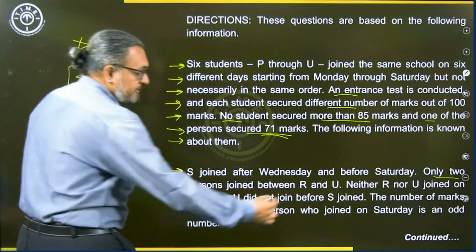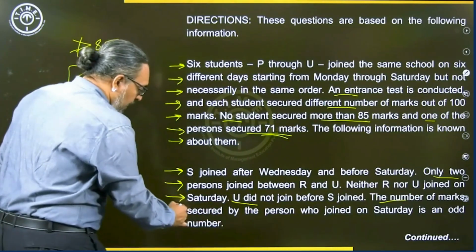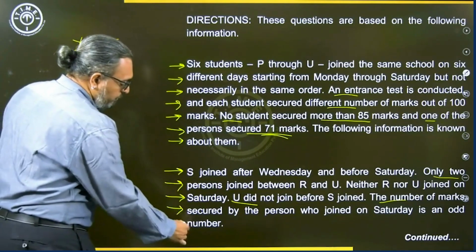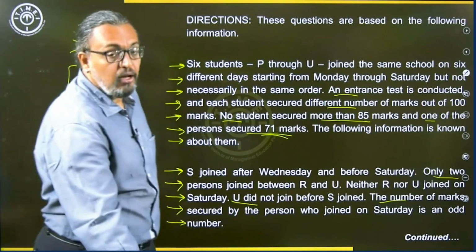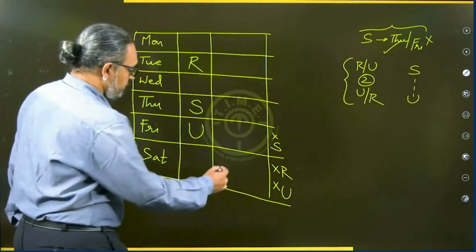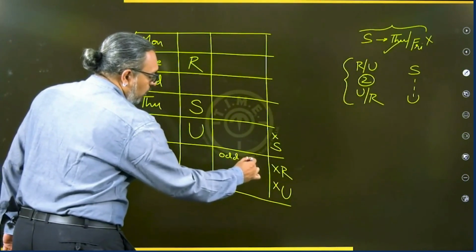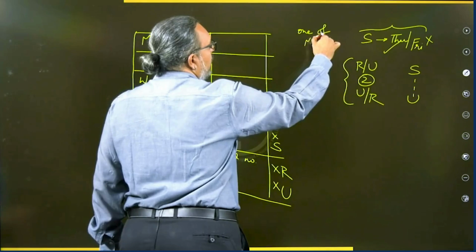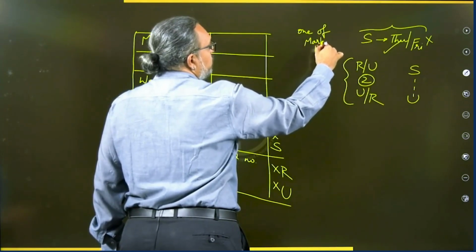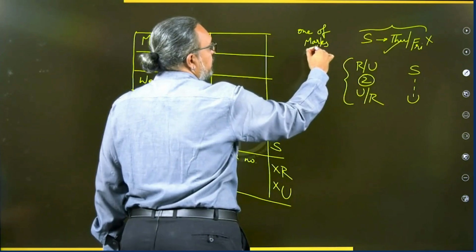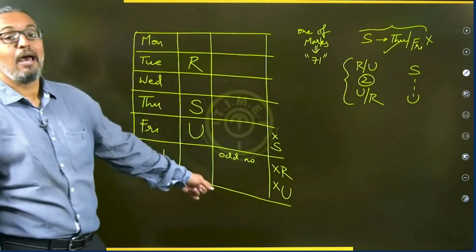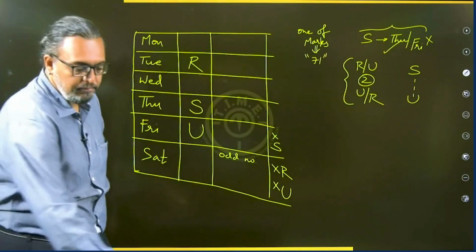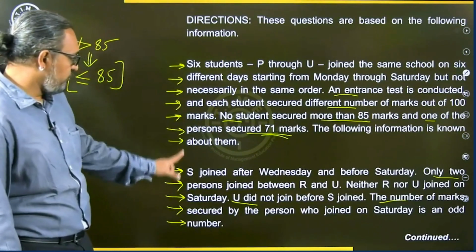Then next, what he says: the number of marks secured by the person who joined on Saturday is an odd number. So on a Saturday we need an odd number. We also had one of the marks given to us as 71, given in the beginning, correct? Now 71 is also an odd number that can happen here. That doesn't mean you have to put 71 there. We'll wait it out for a bit. So that is the information you have in the slide.